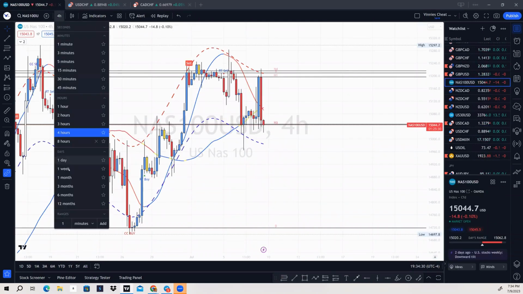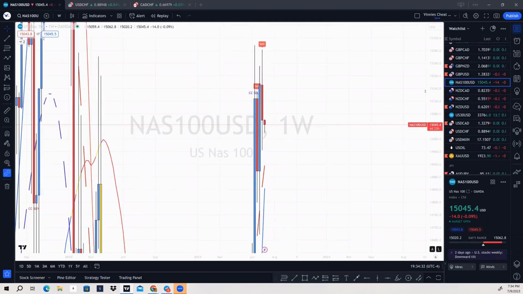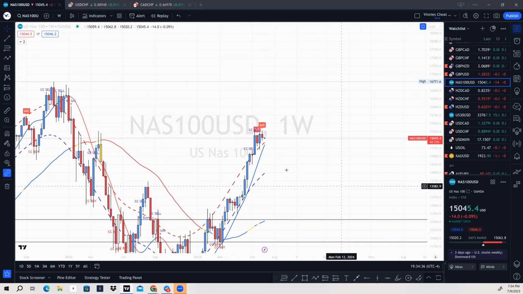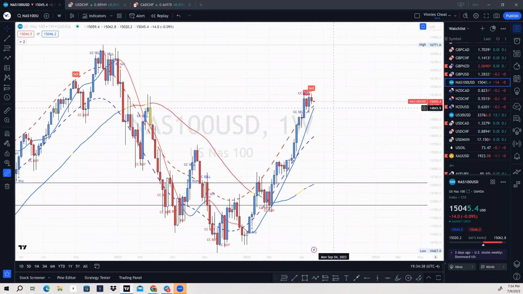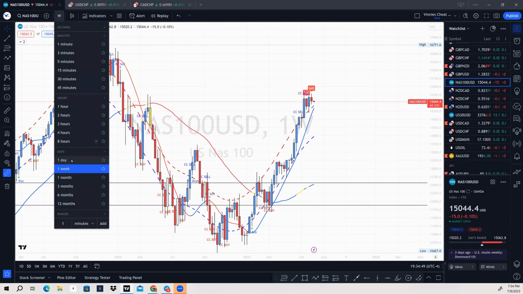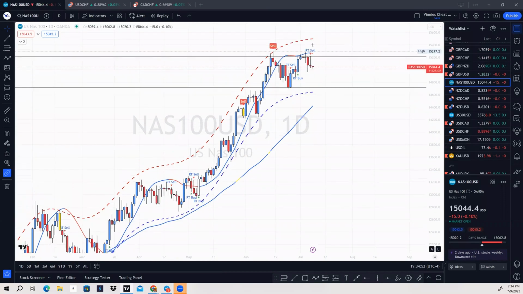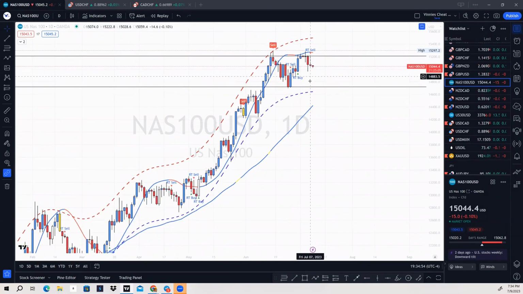So if you take a look, let's go to the weekly time frame on Nas. Look at this. We have two divergence sell signals, cheat code sell signal. We're getting some bearish price action on the weekly time frame. We don't have any signal on the daily time frame, but again, we are selling. We already have some bearish price action happening on the daily time frame.